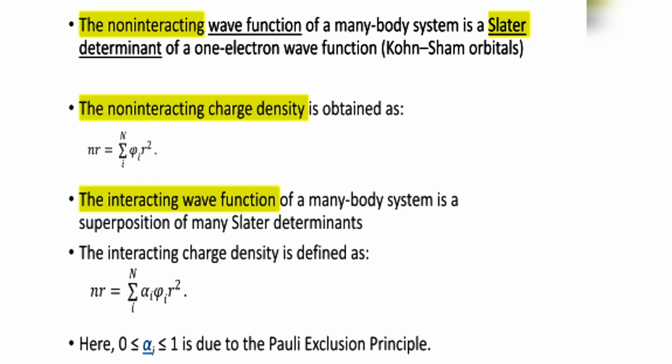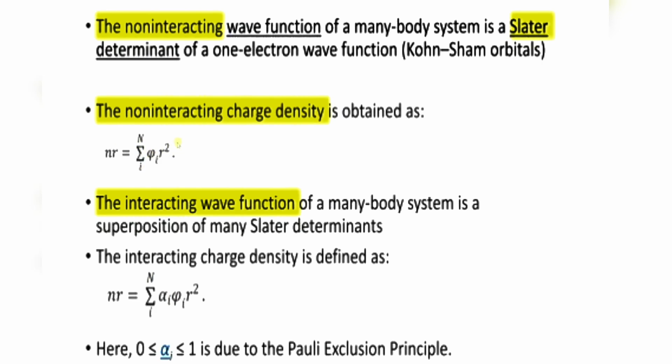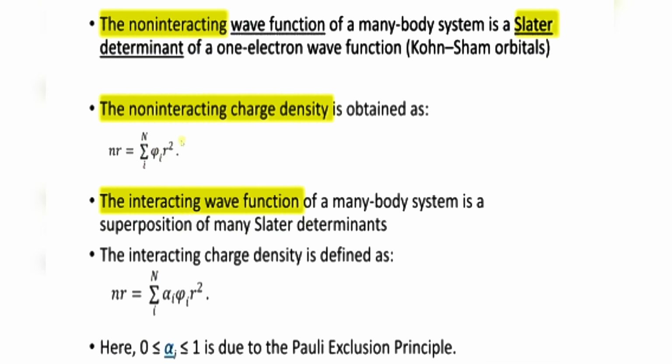Okay, so now there are a few points that you need to understand. The non-interacting wave function of a many-body system. Okay, so what we are talking about is the non-interacting wave function, meaning the wave function of particles that are not interacting with each other, is a Slater determinant of one electron wave functions. The one electron wave functions are also known as the Kohn Sham orbitals. And the non-interacting charge density can be obtained by this equation: n(r) is equal to the summation over i of n_i |phi_i(r)|^2. So the total charge density is actually the summation over the one electron wave functions.